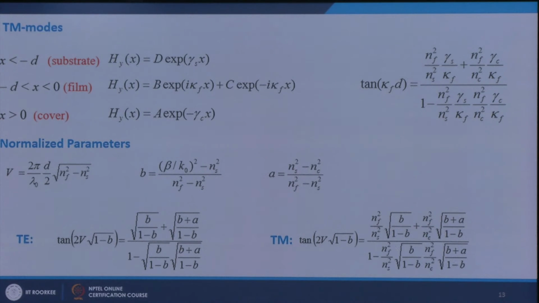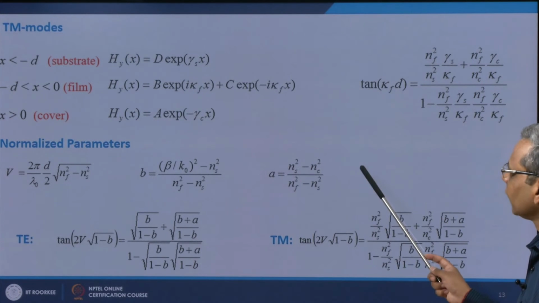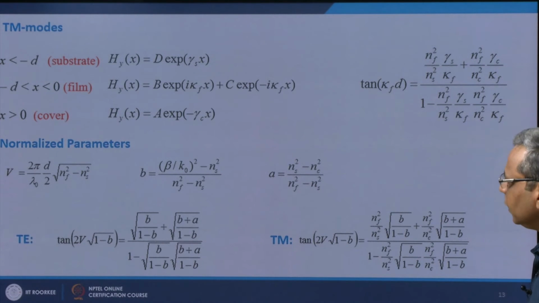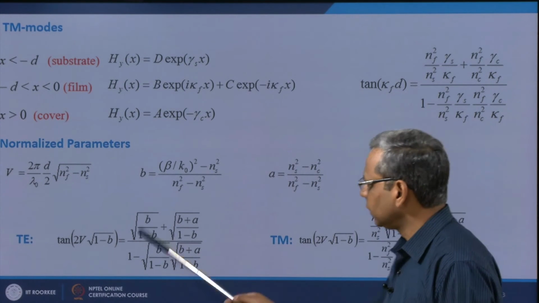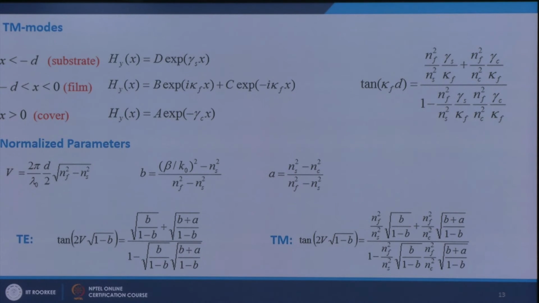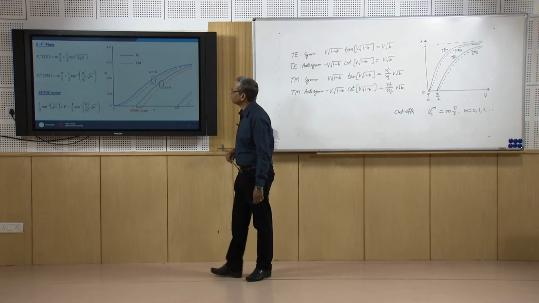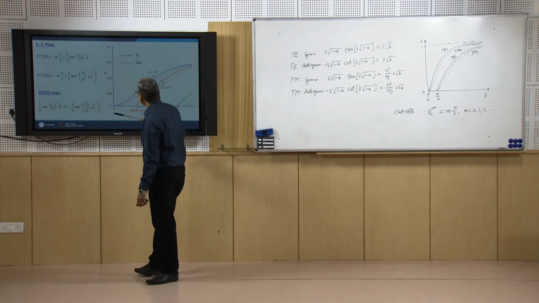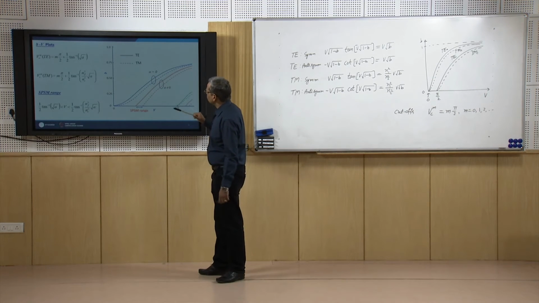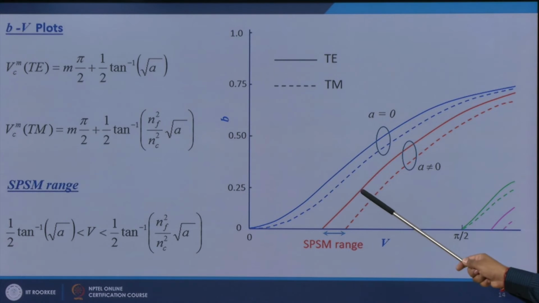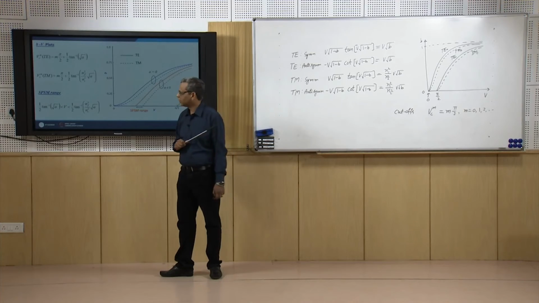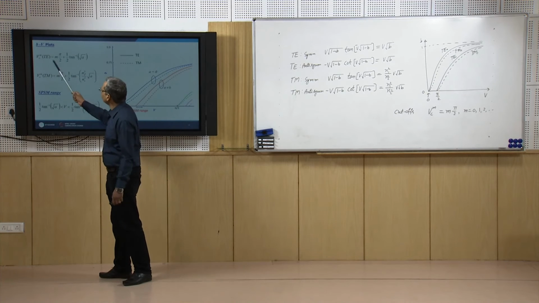Here we have another parameter, the asymmetry parameter, which tells you how different Ns is from Nc. In normalized parameters I can have the transcendental equation for TE modes and for TM modes like this. If I draw the BV curves now, then I see that the BV curves for asymmetric waveguides go like this. What I notice is that they do not have 0 cutoff. The TE0 mode also does not have 0 cutoff.